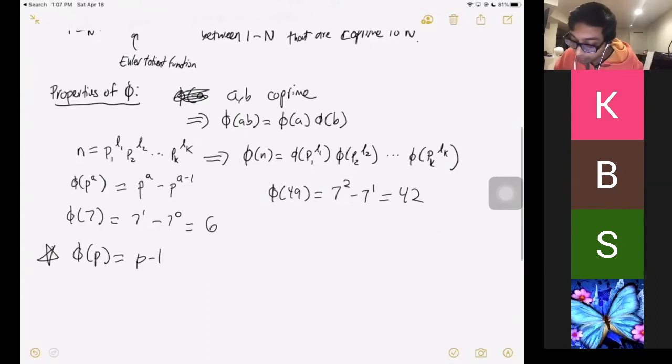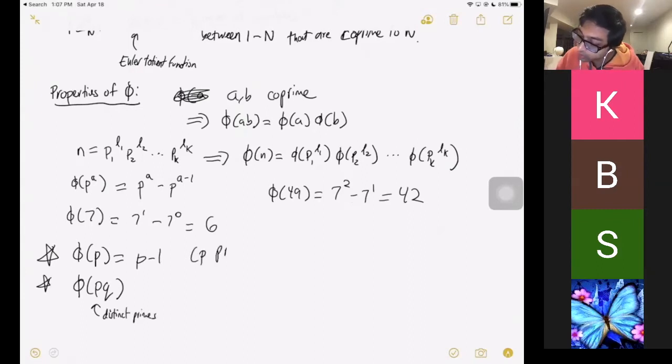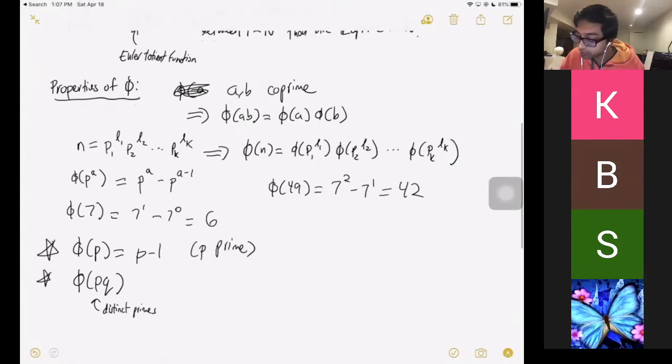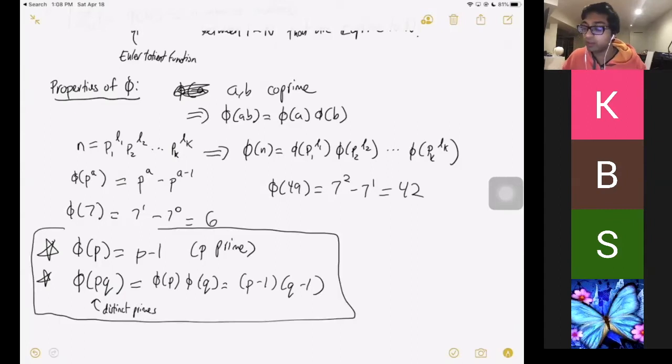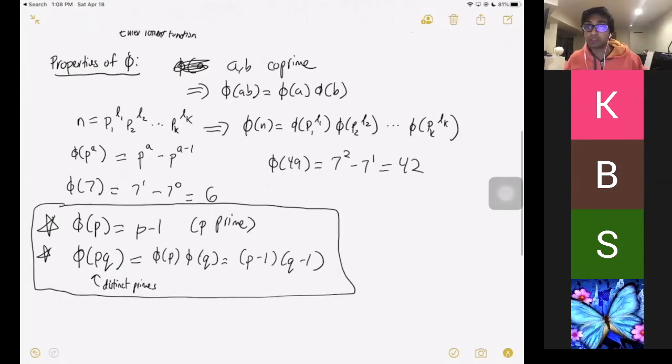Cool. And the other thing you need to know is that if you have two distinct primes, p and q, then phi of pq is the same thing as phi of p times phi of q, which is equal to p minus 1 times q minus 1. These are the two most important facts you need to know about the totient function for 251 cryptography. And we'll see why it's important later.